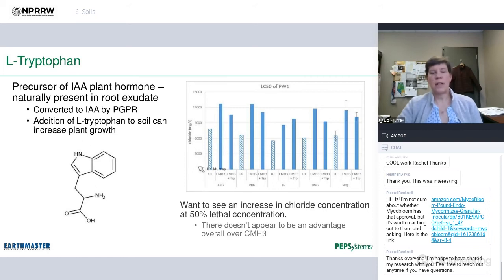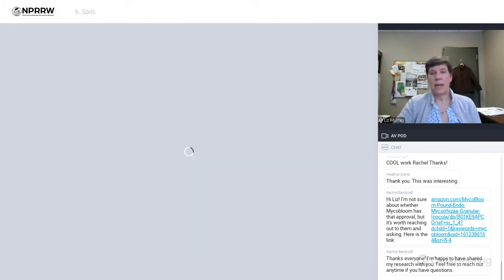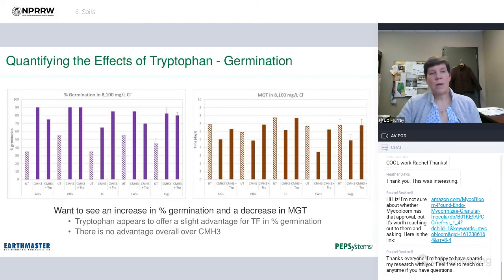And we're really looking for an improved tolerance to chloride for an LC50. And we're looking for an advantage such that it would be worth it to add that extra step in treating seed. And what we saw was that compared to bacteria alone, adding in a tryptophan really didn't make that much difference for tolerance to chloride. And then if you look at that with percent germination and mean germination time, once again, there was no advantage to including L-tryptophan in the seed treatments.